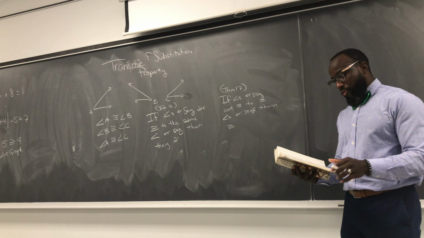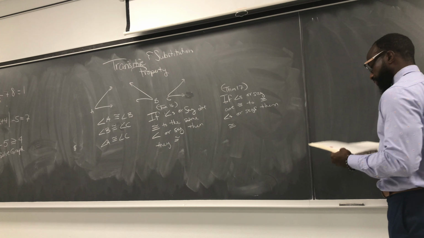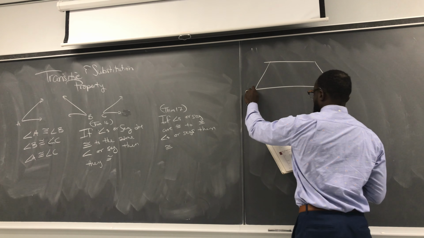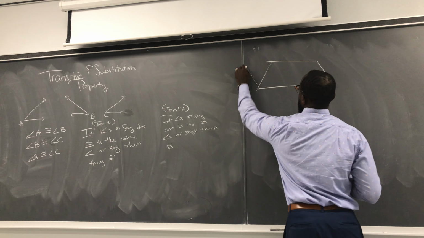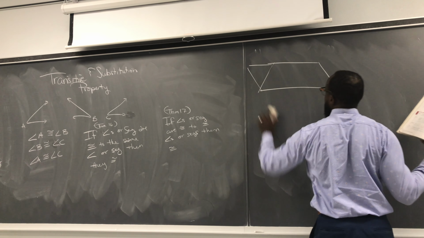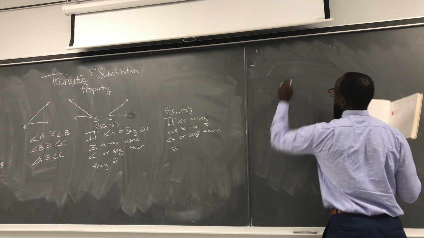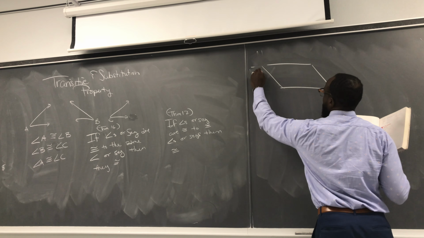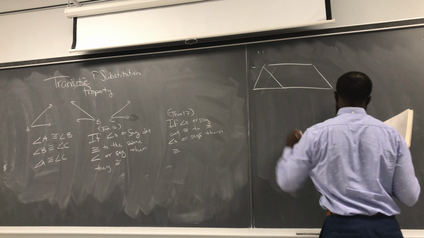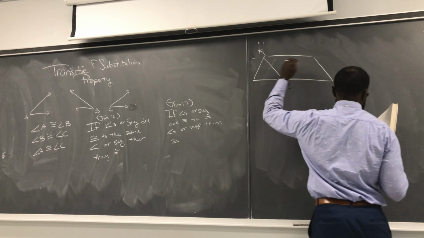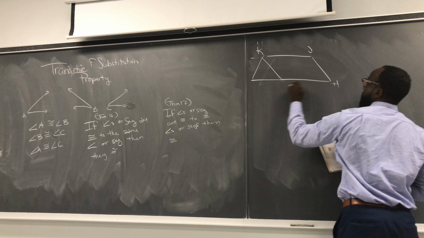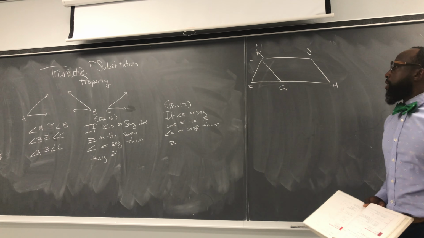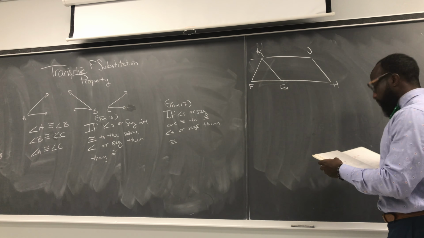Let's look at a proof real fast. Here we go. So we got this picture here. Nope, it doesn't look like that. It looks like this. Okay, let's just redraw it. All right, we got this right here. K, J, H, G, and F.